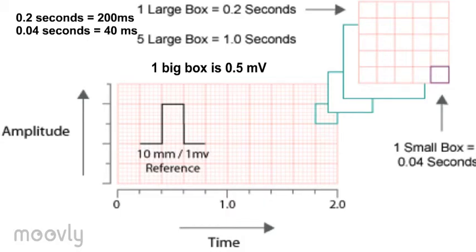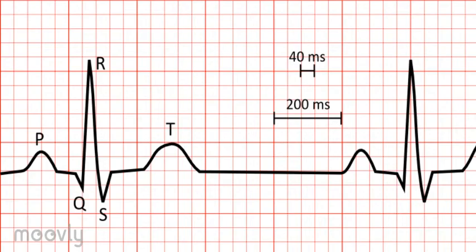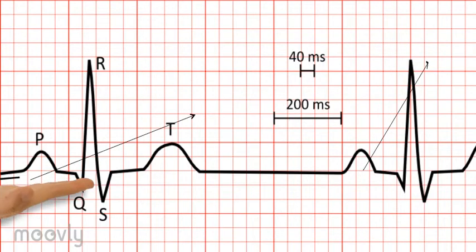On the amplitude scale, one large box is 0.05 millivolts. If one large box is 0.05 millivolts, that means 2 large boxes will be 1 millivolt. Now we know how to read an ECG trace. The next big step is to know the normal durations for various ECG parameters.